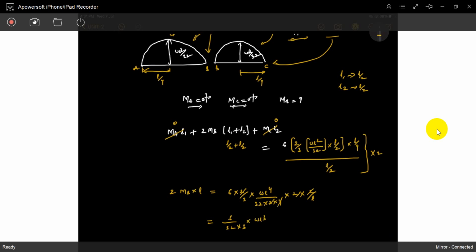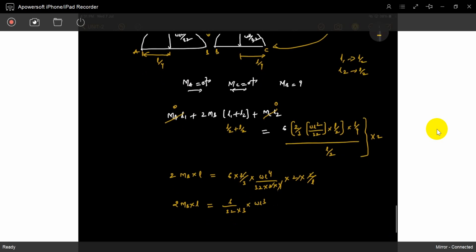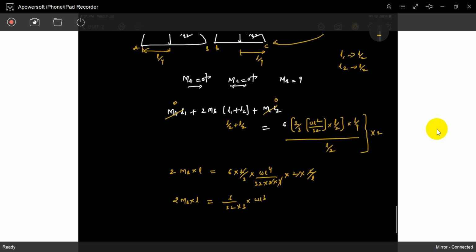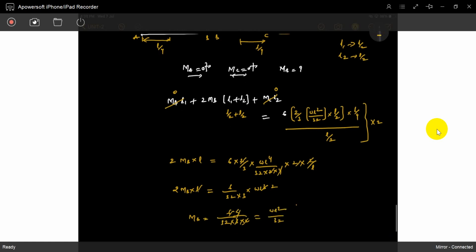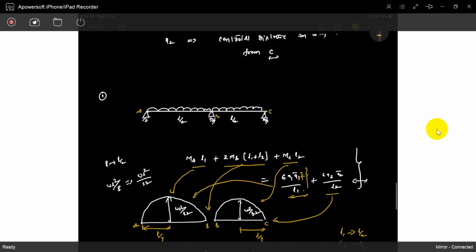So W L cube: 2MB L equals that, and L cancels, leaving L square. What is MB? 6 by 32 into 3 by 2 gives MB equal to W L square by 32. You got it. This is also one method. Once you have the MB value, finding the reactions at A and C is easy because it has only one indeterminacy.